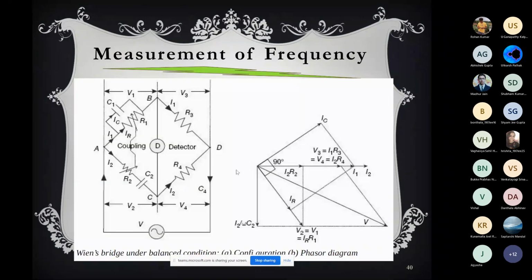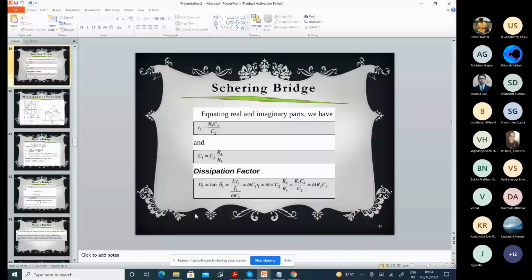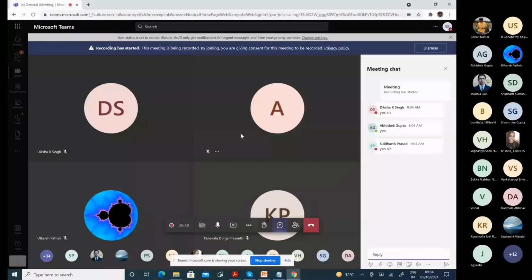So this is all about the measurement of capacitance. Okay. Now let's see if you have any query or anything. Okay, as there is no query, so let's continue.